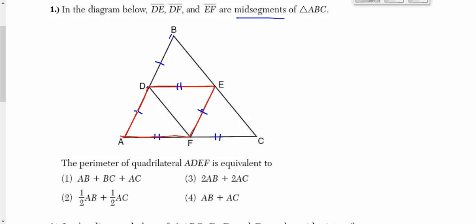The perimeter of the quadrilateral. A, B, C, D, E, F, G. You find it by adding all four sides. I'm just pointing to the ones.